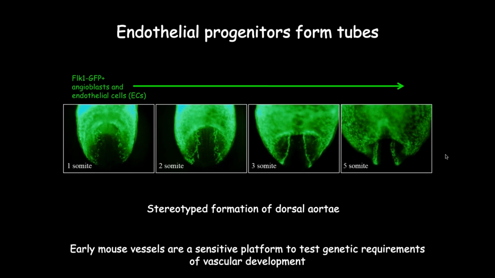So we're interested in every stage of this process, whether it be acquisition of endothelial cell fate, or patterning of these cells into prospective blood vessels. But in this talk, we're going to focus on the transformation of these cords into tubes. This is really what is listed here, the stereotyped formation of the dorsal aorta.